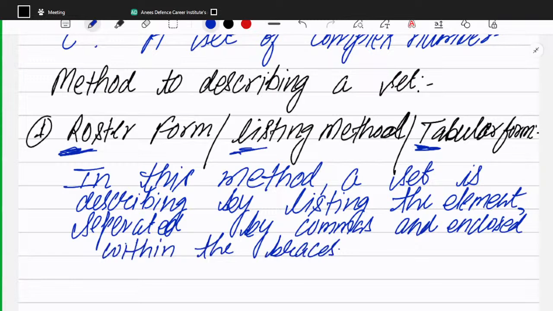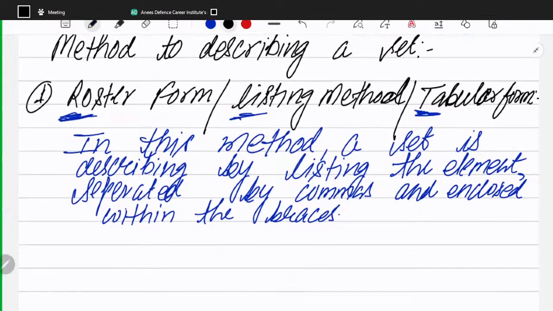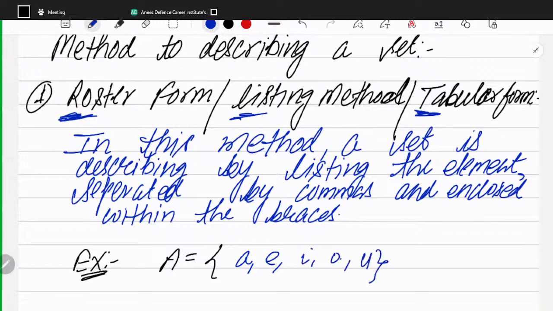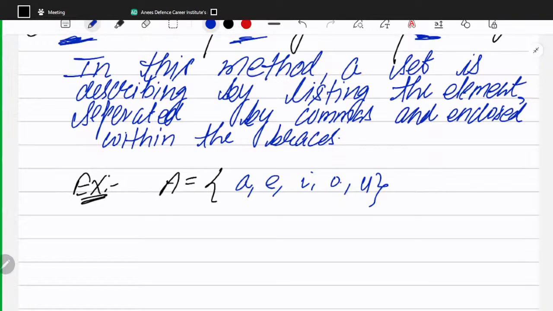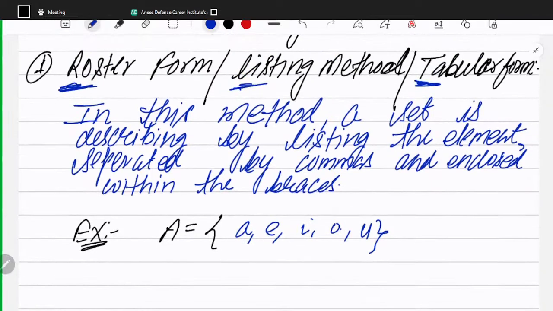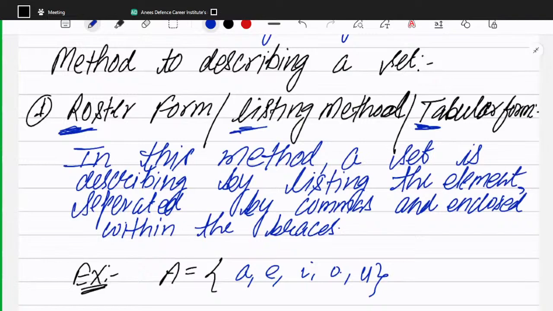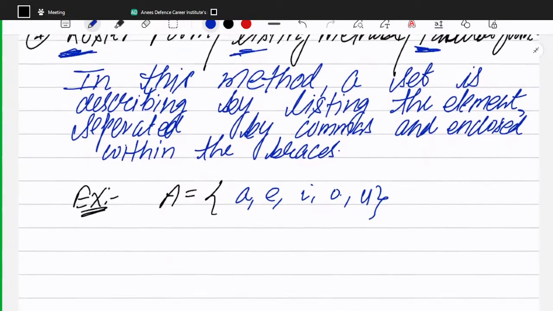Now, for example, let us consider a set of vowels of the English alphabet, that is a, comma, e, comma, i, comma, o, comma, u. All elements are in small letters. This is a representation of a set in roster form or listing method or tabular form.